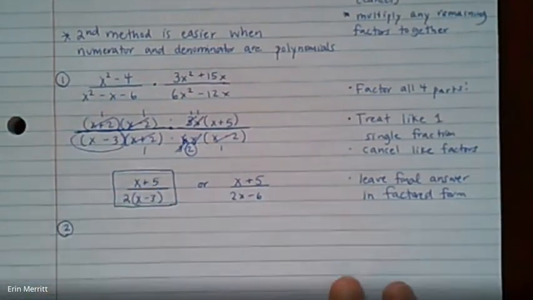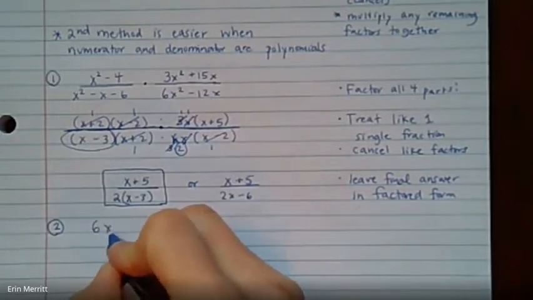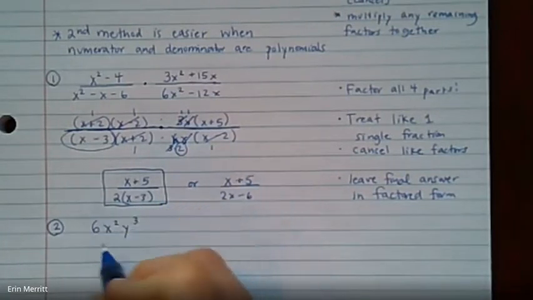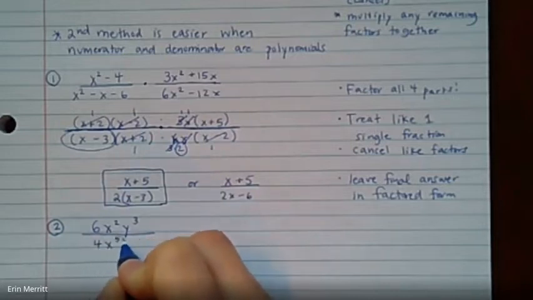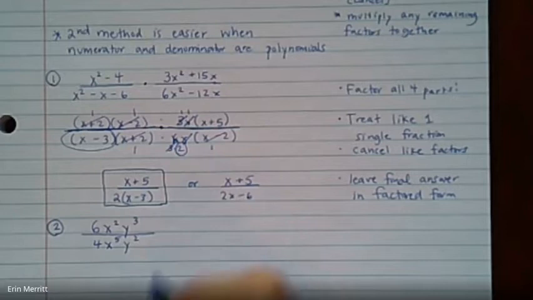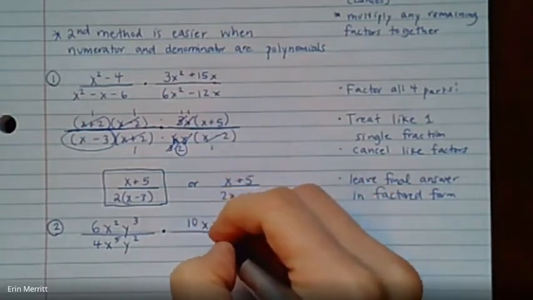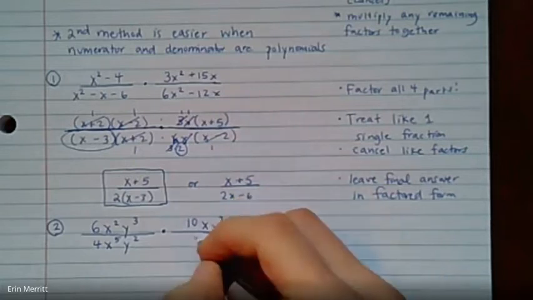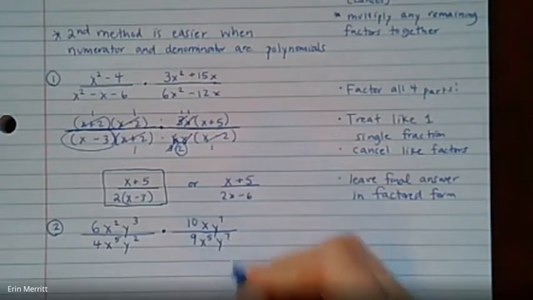So number 2, for this one here, we've got 6x squared times y cubed over 4x to the 5th y to the 2nd times 10 x y to the 7th, and then over 9x to the 5th y to the 7th.